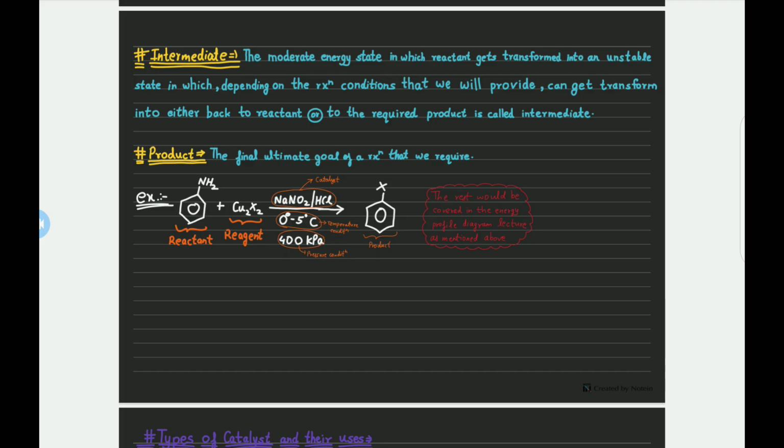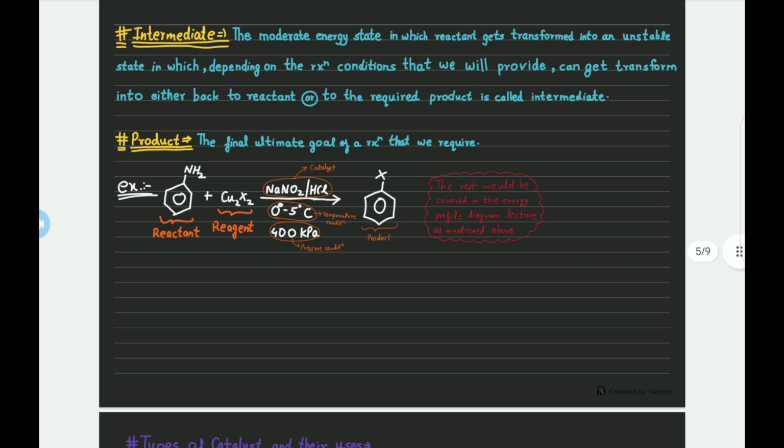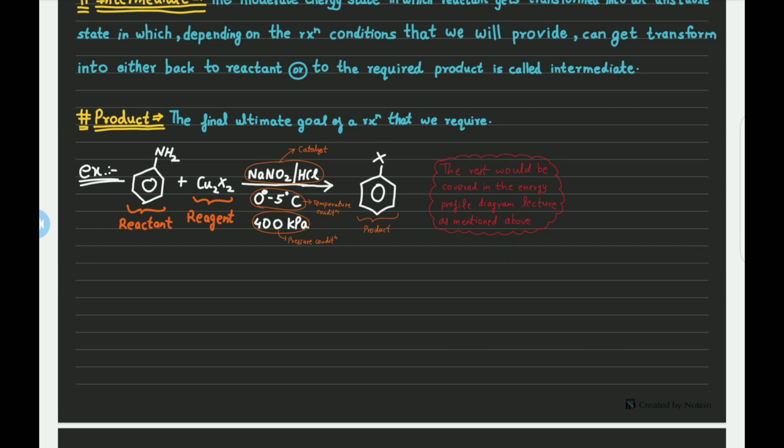And the last thing is the product. This is the final, ultimate goal of a reaction that we require. That's the basic thing. This is how a reaction is written: reactant, reagent, catalyst, temperature conditions, pressure conditions, product.